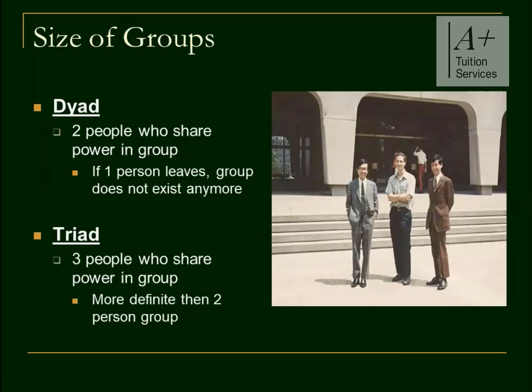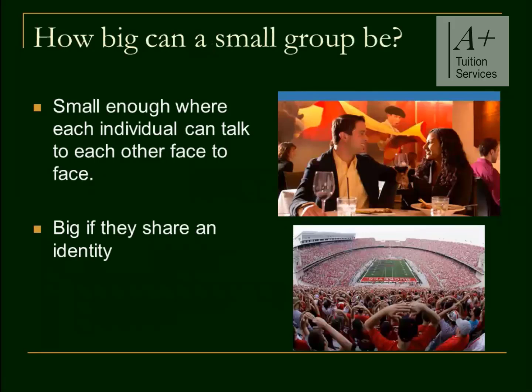The size of a group could be a dyad, which is two people who share power in a group. If one person leaves, the group does not exist anymore, because if there are only two people in a group, it wouldn't be a group if one person leaves. We have a triad, which is three people who share power in a group and is more definite than a two-person group, right? If one person leaves, the group goes down to being a dyad and it still continues.